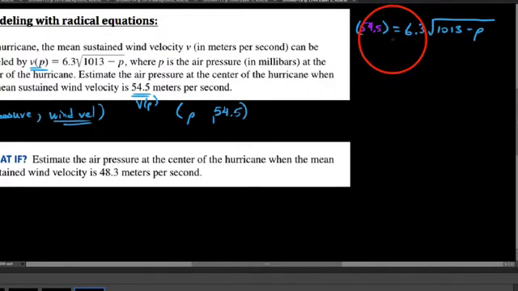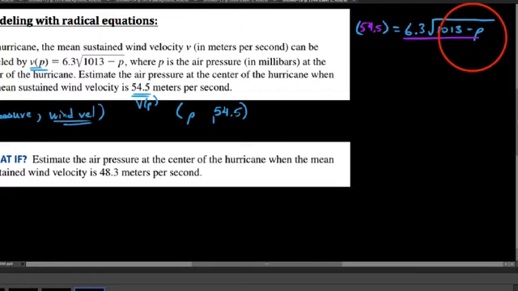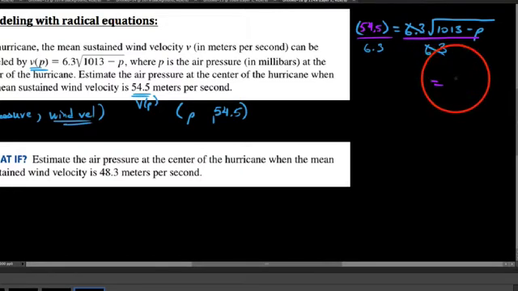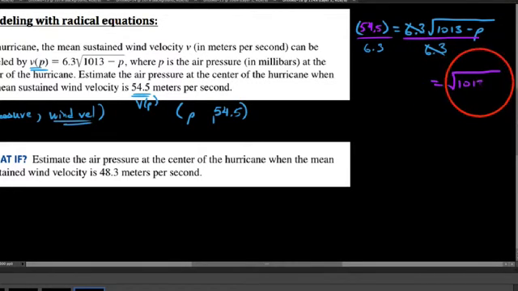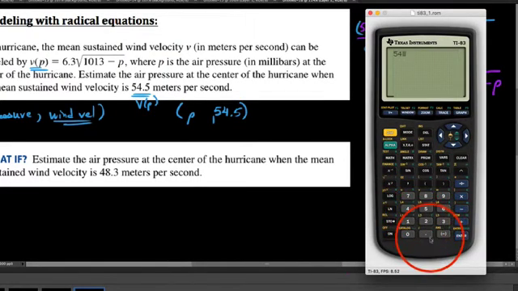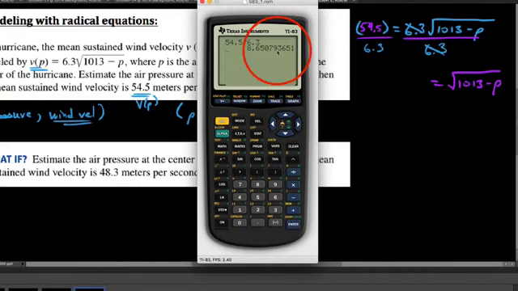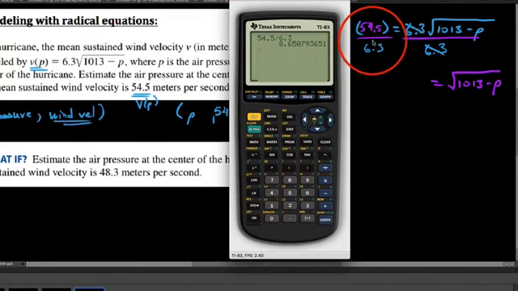Now, when we solve radical equations, you know that we have to isolate this radical before we can do anything else, which means that the 6.3 has got to hit the road. Getting rid of this 6.3, on the right side we get the square root of 1013 minus p. On the left side we get 54.5 divided by 6.3. I checked this out already, and this is a rational number, which means its decimal repeats indefinitely, but you can't tell from what you can see here. So we're either going to have to round this, which means everything after this is going to be thrown off, or just leave it as it is. And that's the choice I'm going to make here.